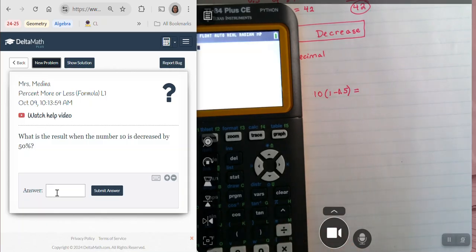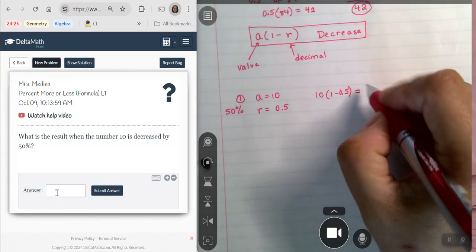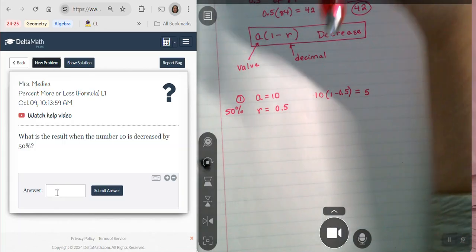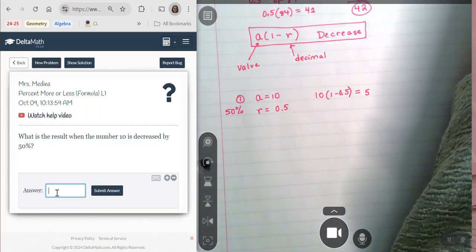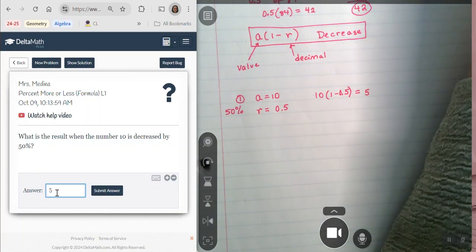Did y'all put it in? I heard one person say the right answer already. If you're decreasing a number by 50%, you're decreasing it by half.